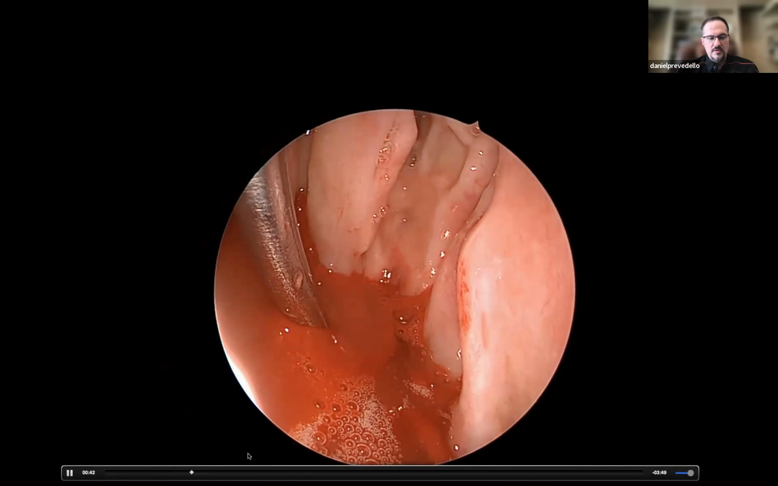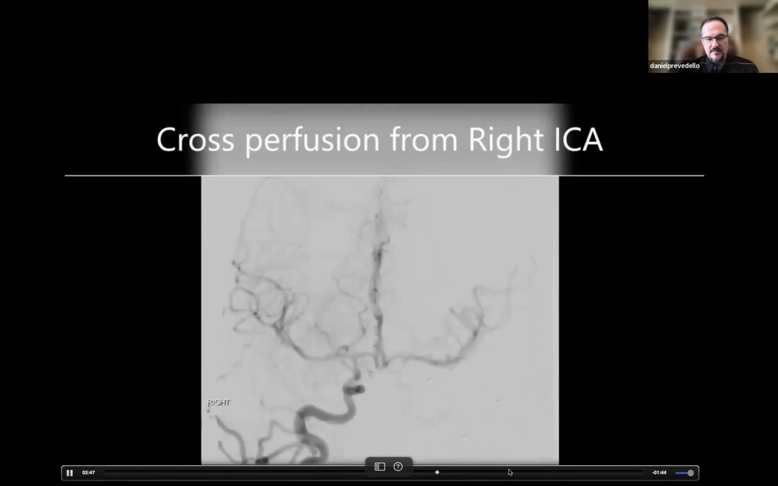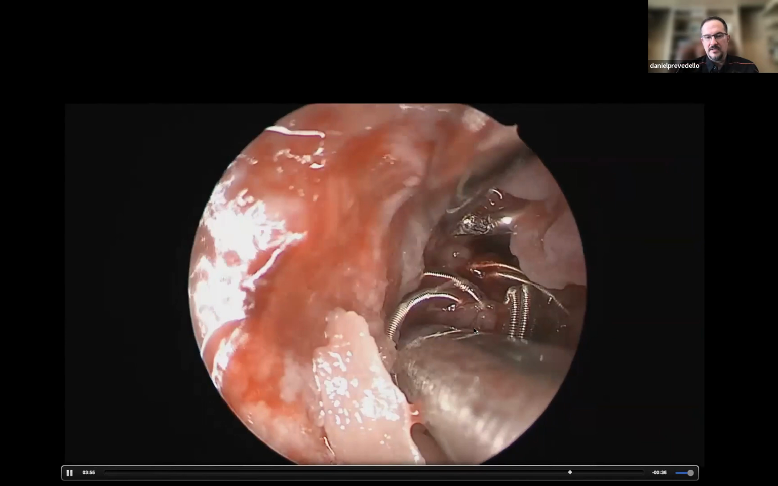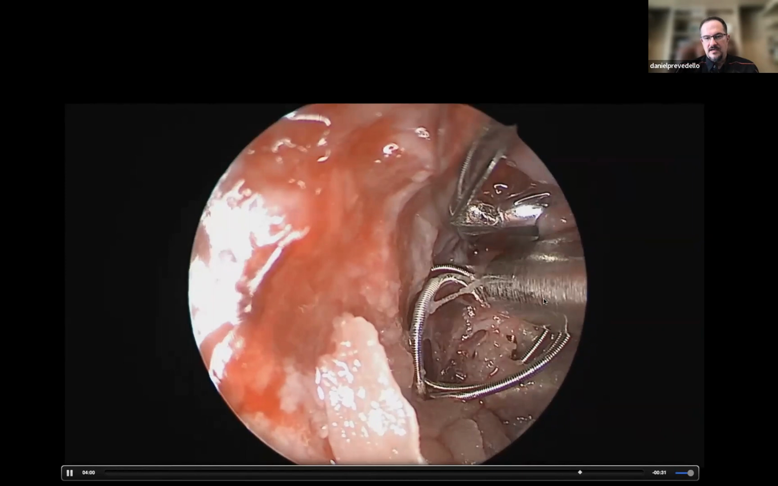In this case, we did exactly the same. We sacrificed the carotid artery with coils, and we went back. Actually, you see coils extravasating. This is the second surgery several days later. We were able to then debulk the tumor, but we had to sacrifice the carotid with coils.